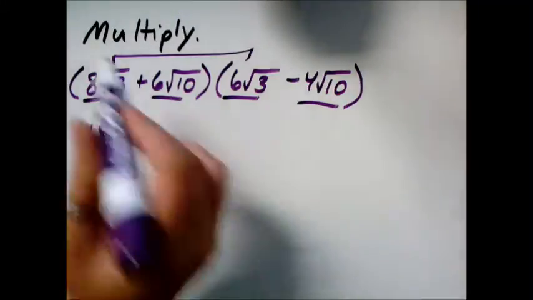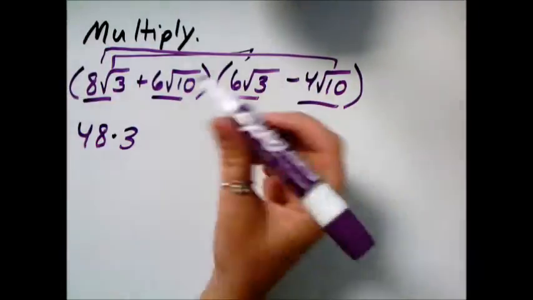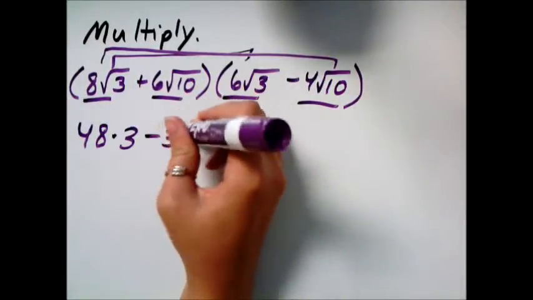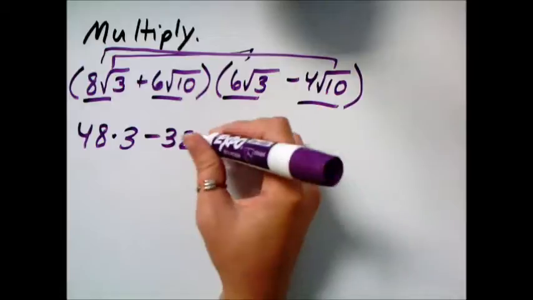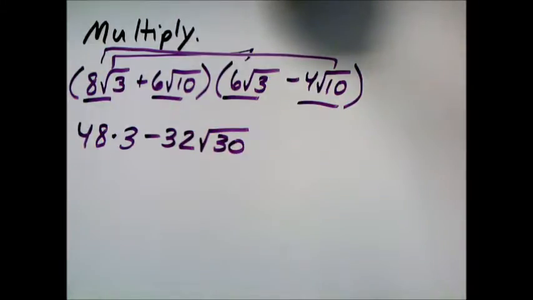Alright, so now we'll do our outside term. So this one and this one. 8 times negative 4 is negative 32. And square root of 3 times square root of 10 is square root of 30. That doesn't just cancel because it's not the same number.